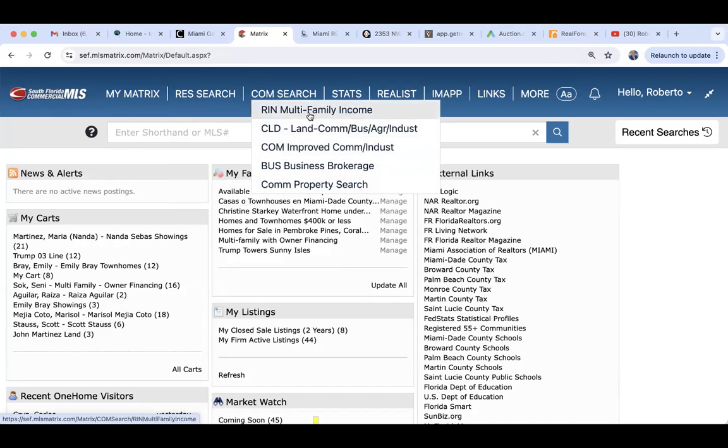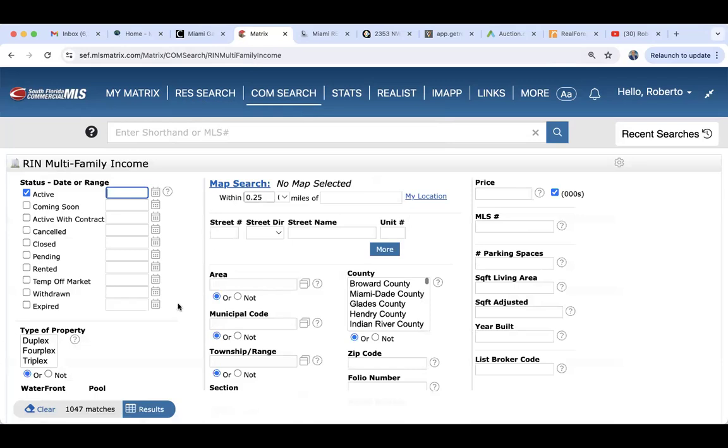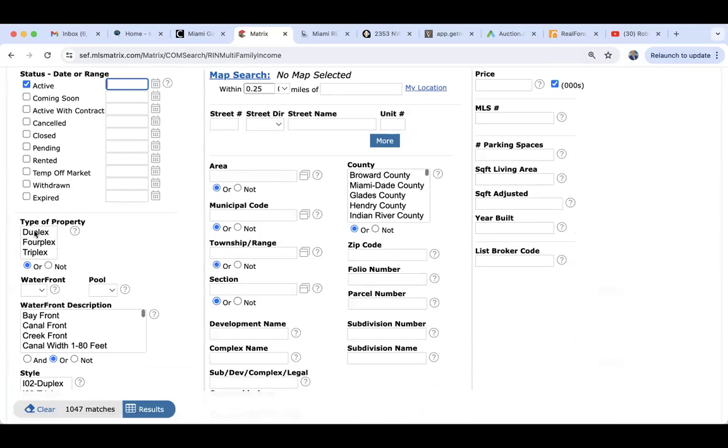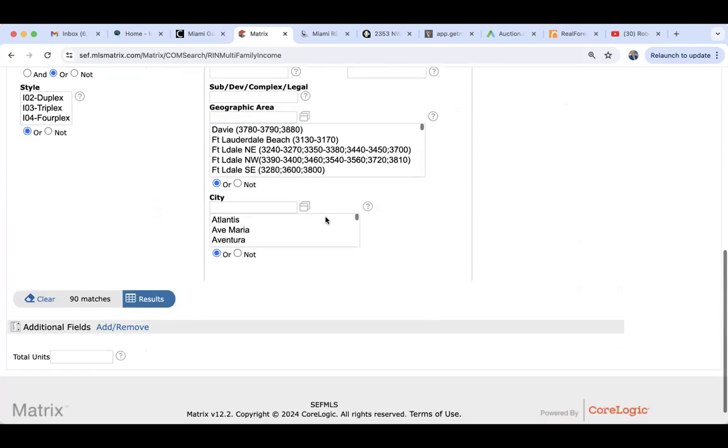Let's begin with a residential multifamily. In here, you will find duplex, triplex, and fourplex. So let's say we have a client interested in purchasing a fourplex. All right, and they're looking for a fourplex in, let's say, Broward County. Specifically, let's say the city of Hollywood. All right, we're going to put in here Hollywood.